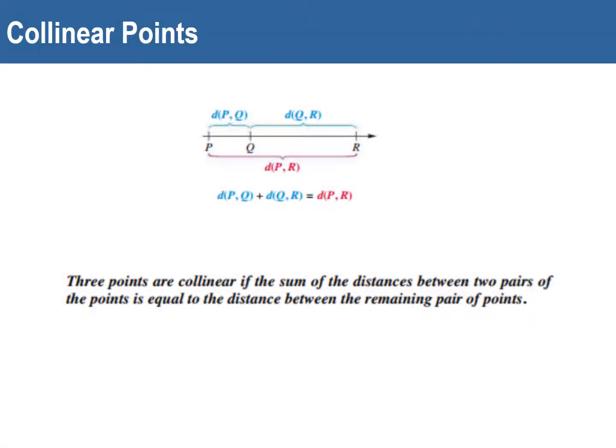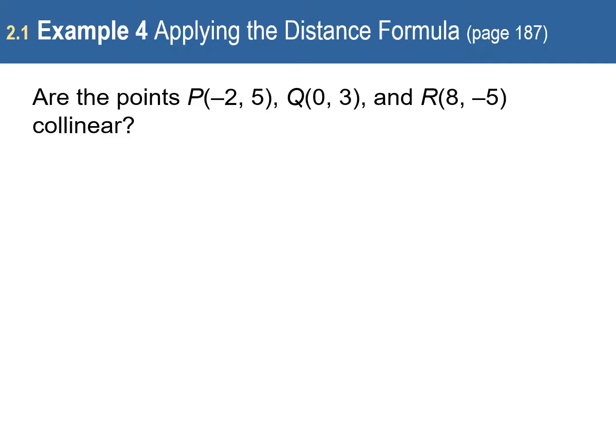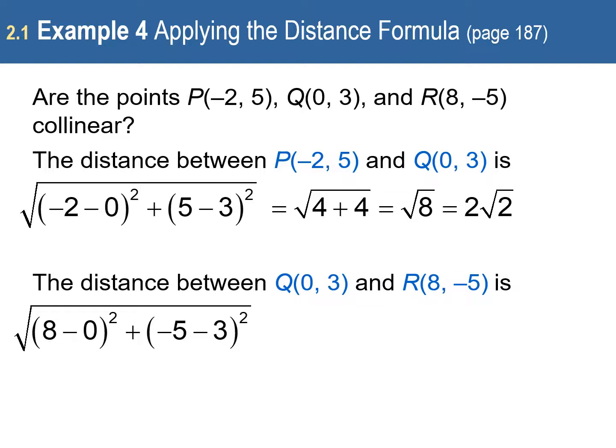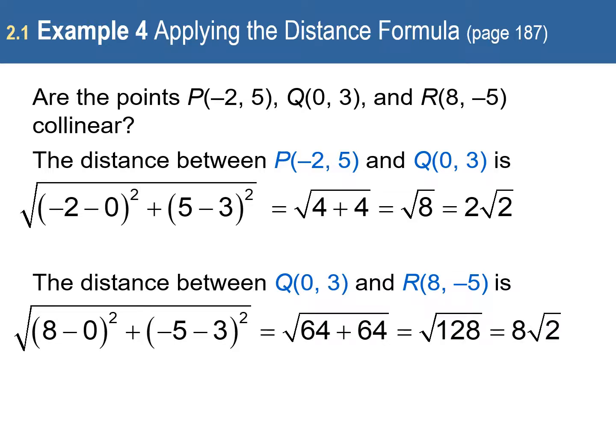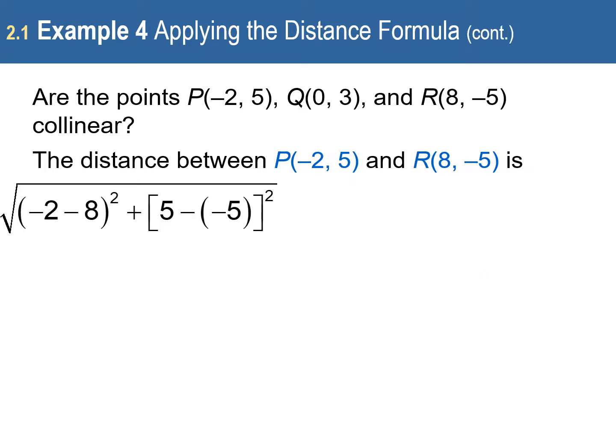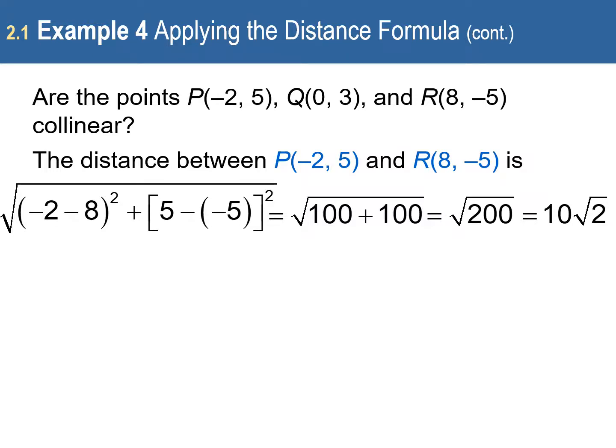Now we say that 3 points are collinear if the sum of the distances between two pairs of points is equal to the distance between the remaining pair. So are these points collinear? Well, the first thing you need to do is find the distance between P and Q, and that is 2 square root of 2. The distance between Q and R is 8 square root of 2. And the distance between P and R is 10 square root of 2.